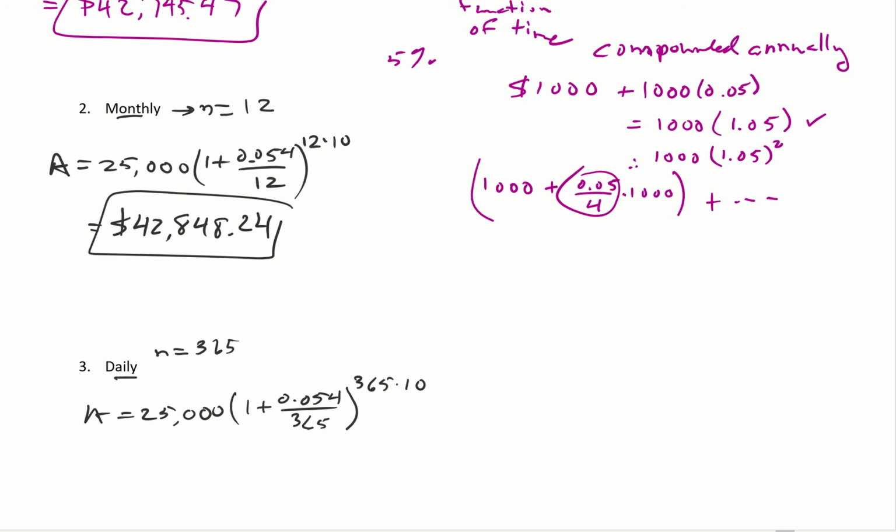3650 and 42,898. So this guy is equal to 42,898. Another 50 bucks, right? 0.46, and 46 cents. Well, there is a limit to this.